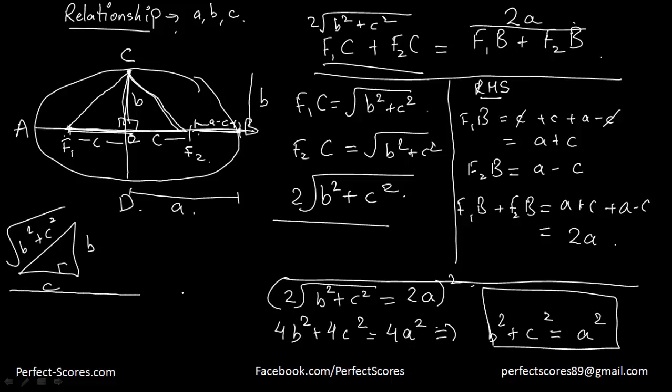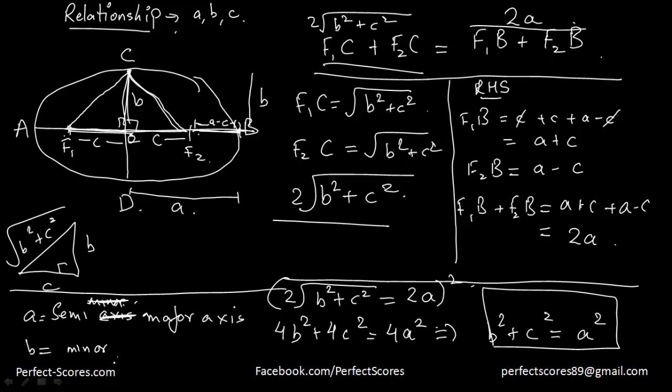So suppose you already know what is A. A is nothing but the semi-major axis, something that we did in the previous video. And what about B? B is the semi-minor axis. And what about C? C is the distance between two focus points.